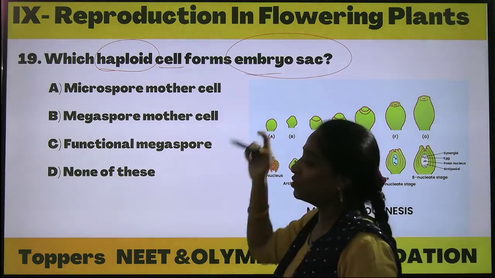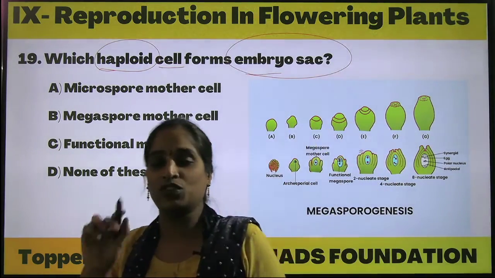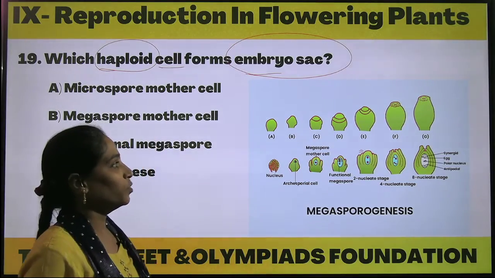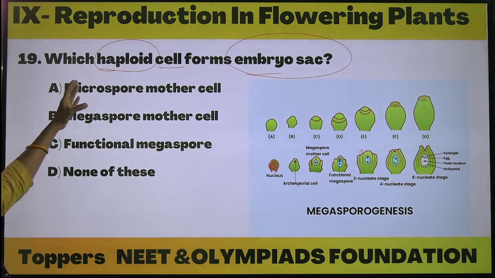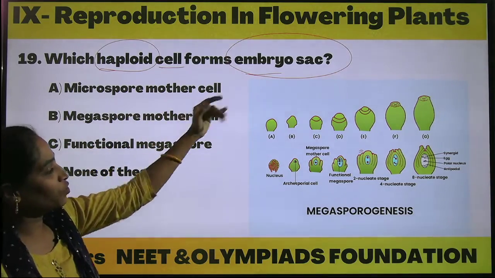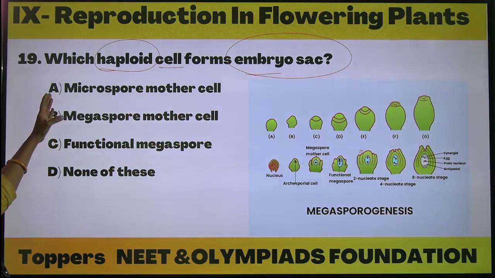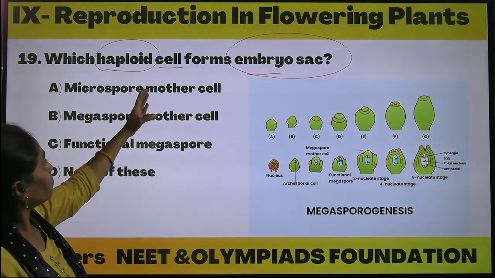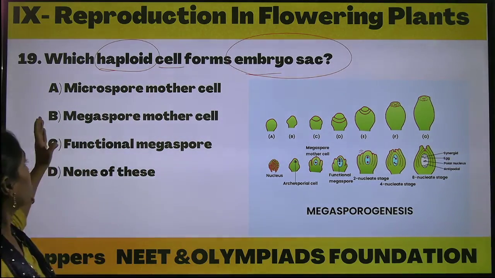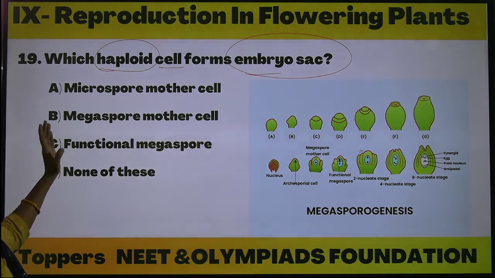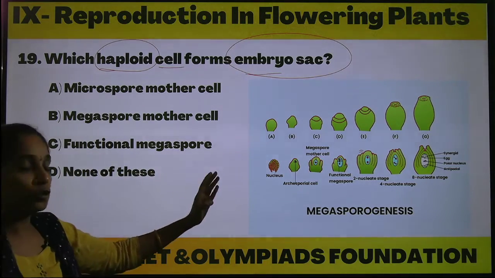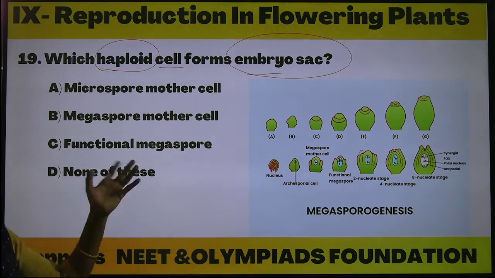What is the embryo sac? It's a gametophytic structure which is present inside the ovule, containing the female gamete. Okay, so here, which haploid cell forms the embryo sac? Right? What are the options? Option A is microspore mother cell, and option B is megaspore mother cell. Option C is functional megaspore, and option D is none of these.